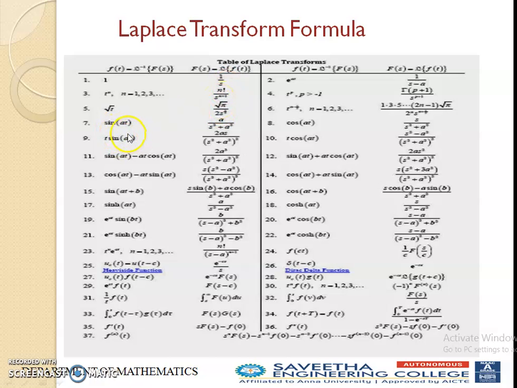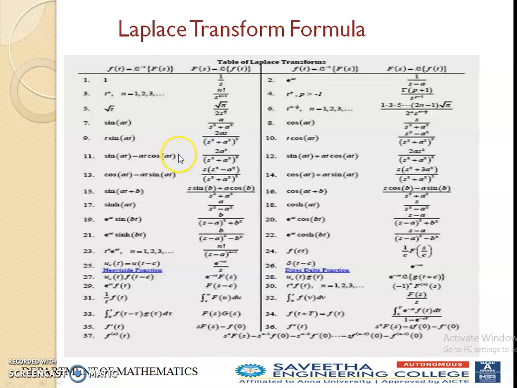Then L of sin at is a divided by s square plus a square. L of cos at is s divided by s square plus a square. These two formulas are very important. For sin at, the numerator must be a. For cos at, the numerator must be s. These two are a very important difference, so be careful when studying the formulas.